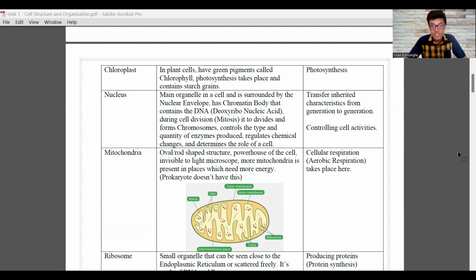Moving on to the nucleus, which is the main organelle in a cell and is surrounded by the nuclear envelope or nuclear membrane. The nucleus contains the chromatin body, which contains the DNA, also known as deoxyribonucleic acid, which during cell division divides and forms chromosomes. The nucleus also controls the quality of enzymes produced, regulates chemical changes, and determines the role of a cell. Moving on to functions, the nucleus allows the transference of inherited characteristics from generation to generation, and it controls all the cell activities.